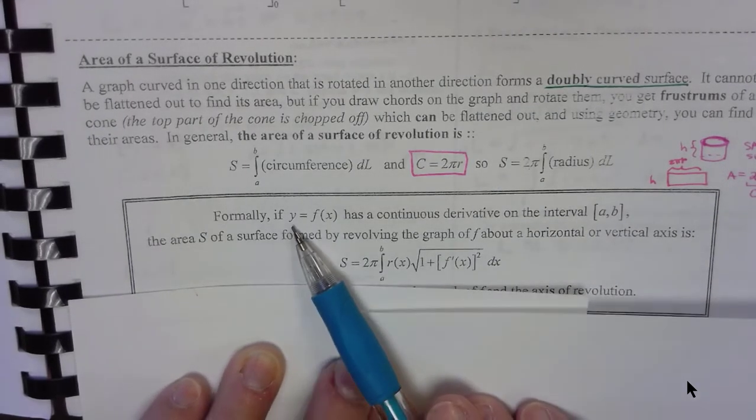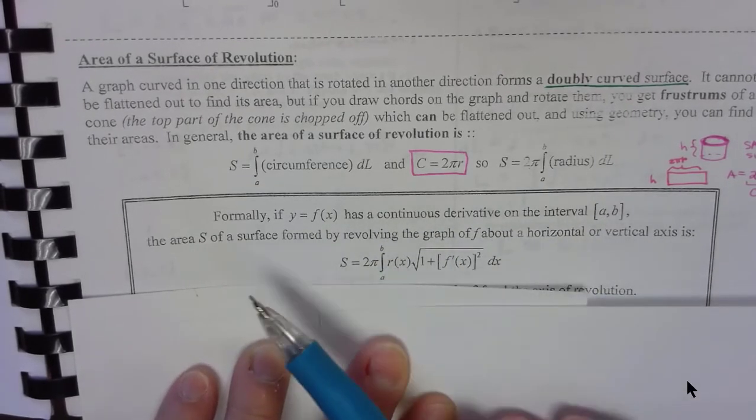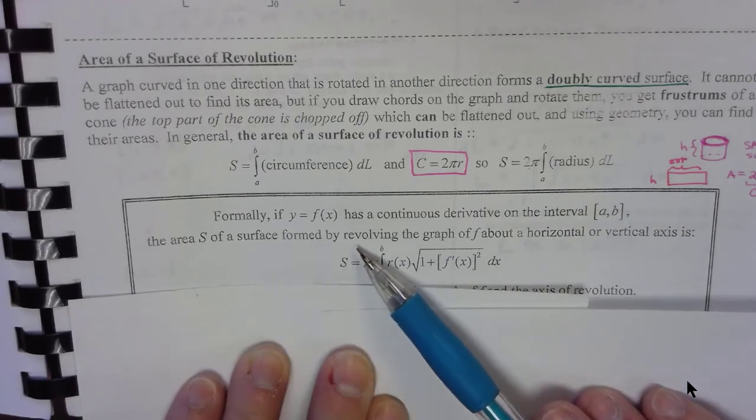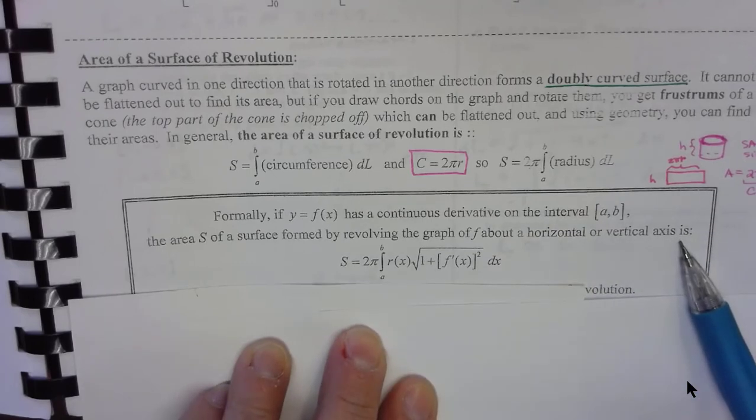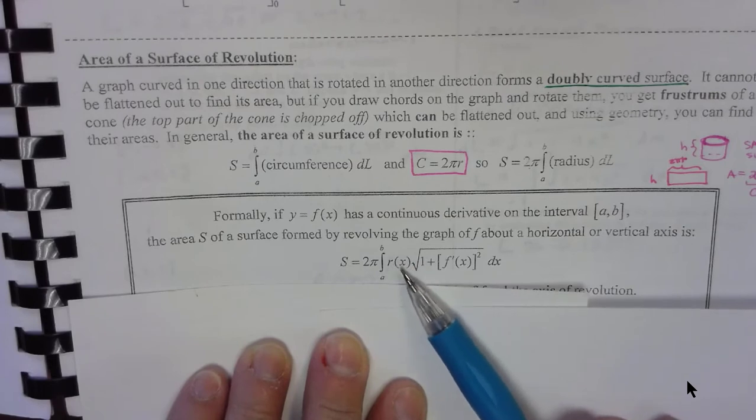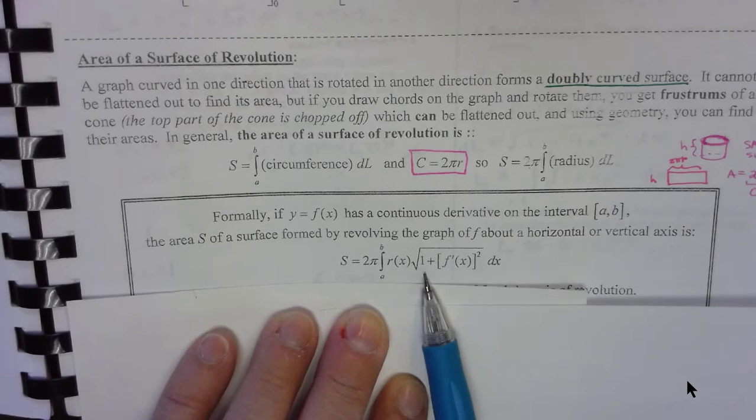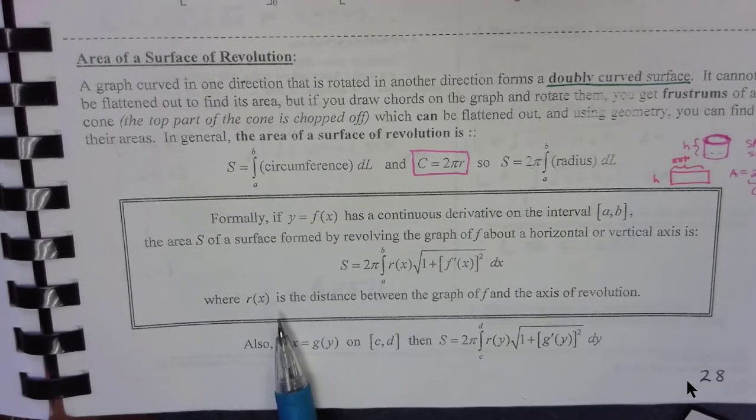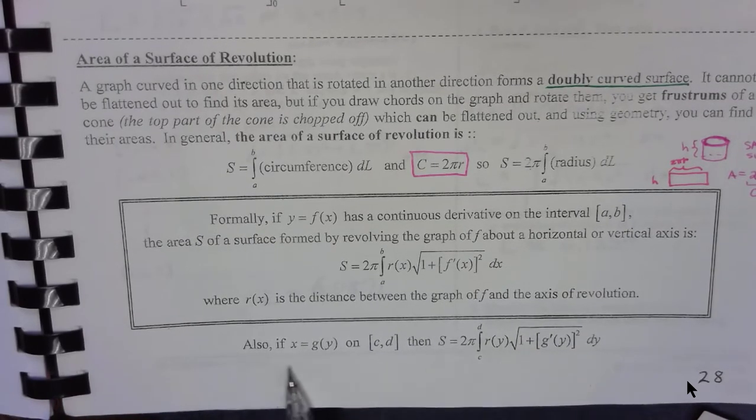Formally, if y equals f of x has a continuous derivative on the interval from a to b, then the area of a surface formed by revolving the graph of f about a horizontal or vertical axis is 2 pi times the integral from a to b of r as a function of x times, well, what is our dL? Our dL was the square root of 1 plus f prime of x squared dx. Look at that. So r is our distance between the graph and the axis of revolution. And then here is the formula if we were revolving around a vertical axis of revolution.